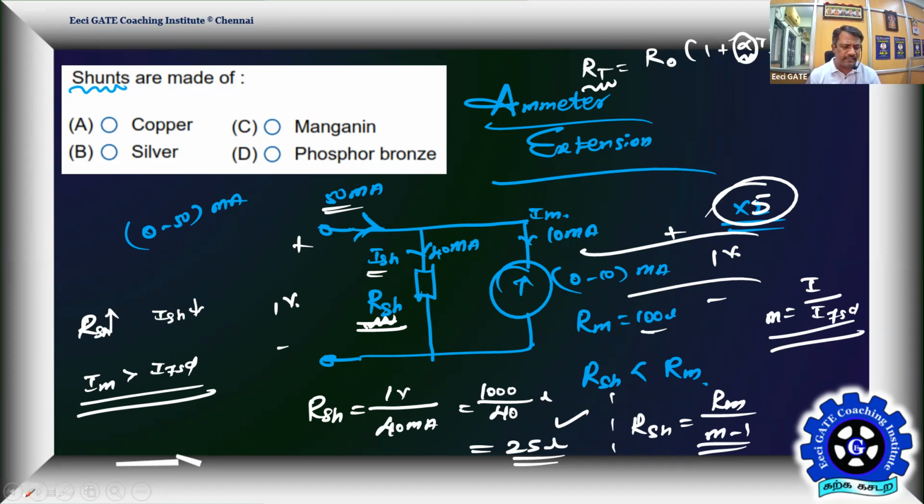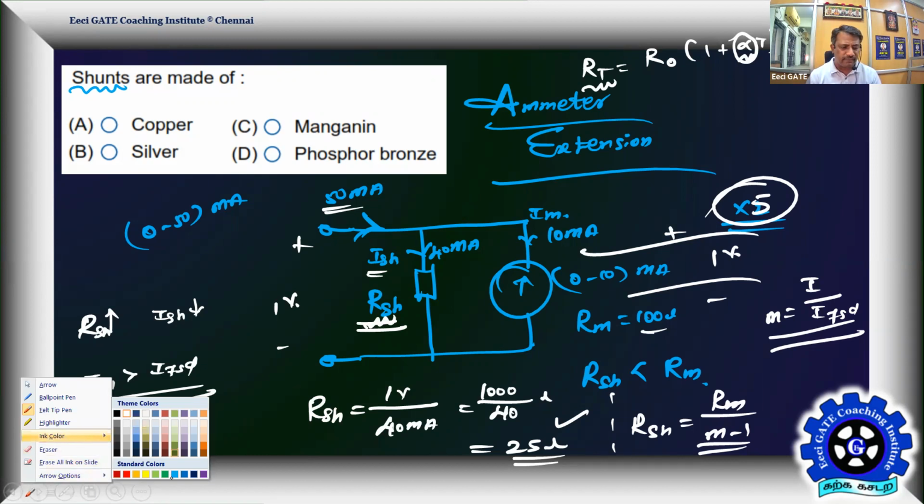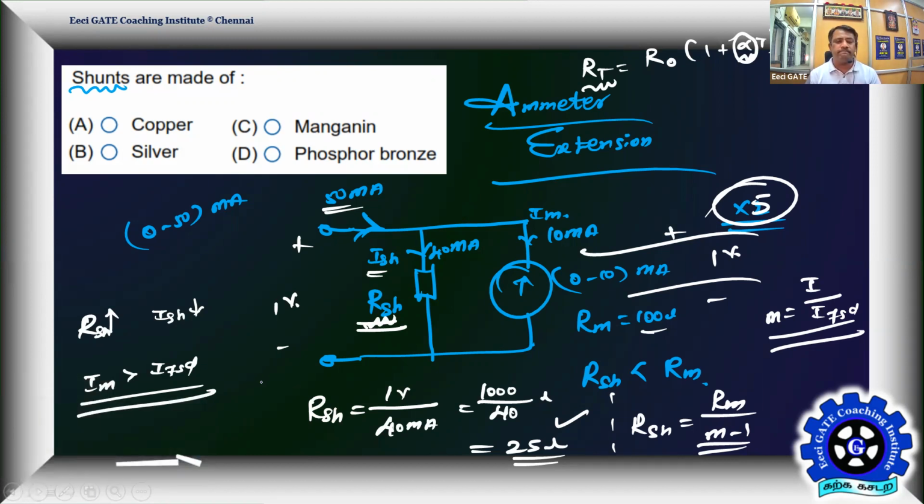And which is a temperature insensitive material? Manganin is a temperature insensitive material. Manganin or constantan are the two materials. Check the spelling. Constantan. These are almost temperature insensitive materials. So by default, we use temperature insensitive material for the shunt, sometimes for R series also, in multipliers also.